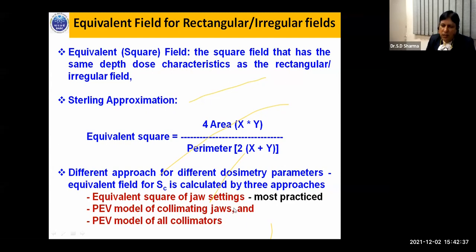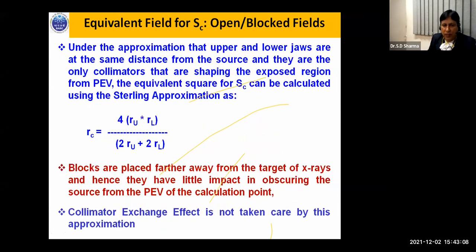But these models are somewhat complicated. They are not very frequently used in clinical practice. And the equivalent square of the settings of the jaws is the main practical approach for calculating the equivalent square for collimator scatter factor, because as I told you, collimator scatter factor is linked with the photon fluence generated by the accelerators, and it also depends on the settings of the collimating jaws. So this approach can simply be applied for calculation.